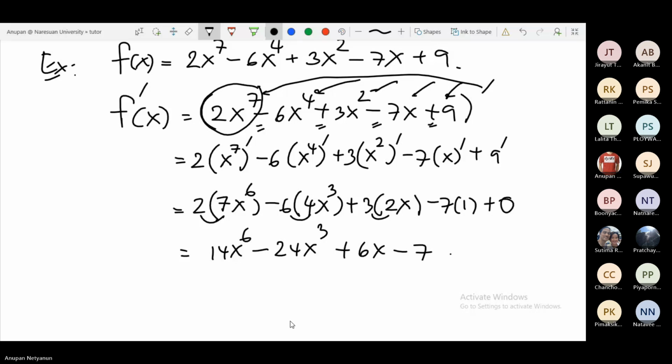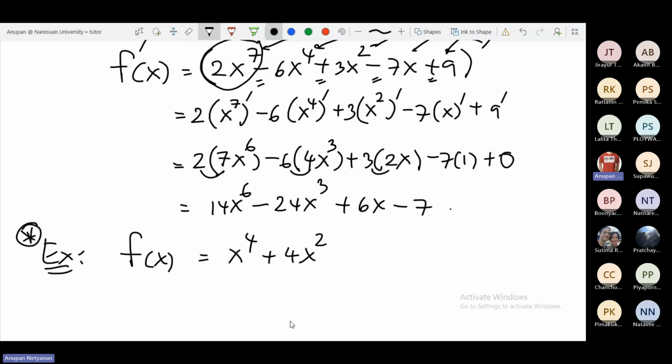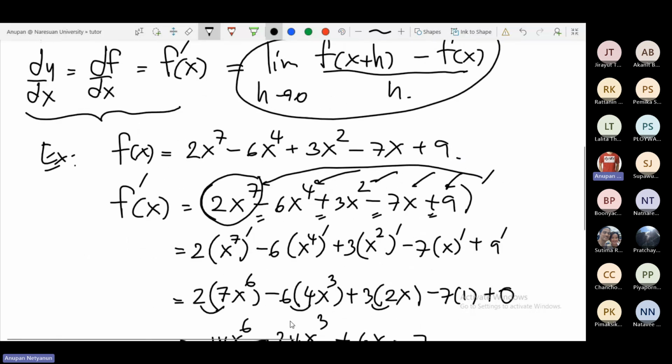Now let me give you number 2, that I would put a star on it. So it's important, right? You have f(x) equal to x to the power 4 plus 4x squared minus 2x plus 3, divided by x to the power 4. Now, let me try to use this notation, the second notation.